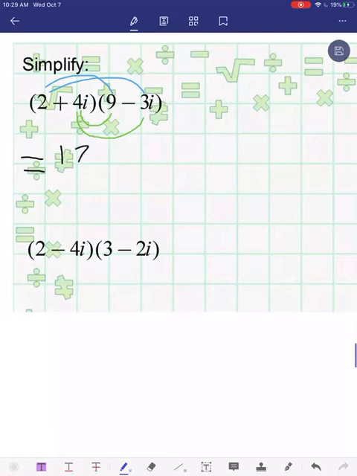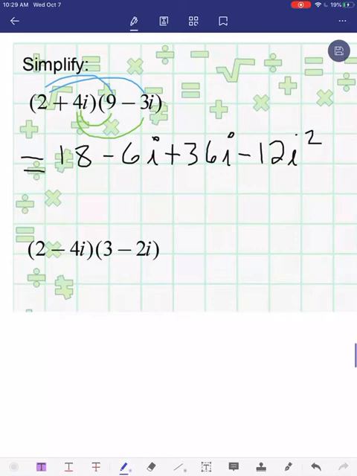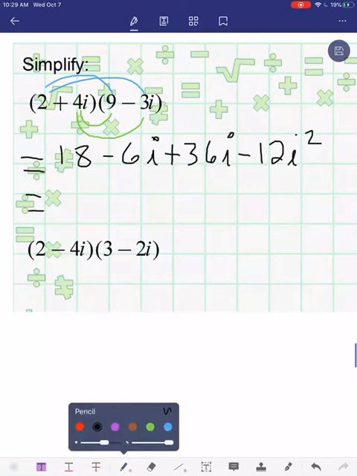2 times 9 gives us 18. 2 times a -3i gives us -6i. 4i times 9 gives us +36i. And then 4i times -3i gives us -12i squared.